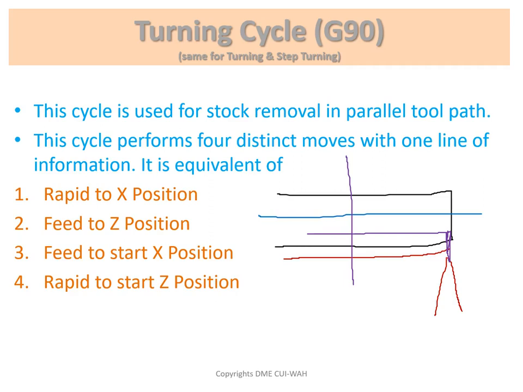So first our tool will move into the workpiece for cutting, and with the help of Z feed it will move in this direction. Similarly, feed to start X position: when our required cut is finished, the tool will move back to the initial position, and rapid to start Z position, then it will again move into the workpiece, and this cycle continues. I will explain the cycle in the next slide. This is our turning cycle. These 4 commands are explained in the next slide too. Here's the cycle line, the 4 distinct moves with one line of information.